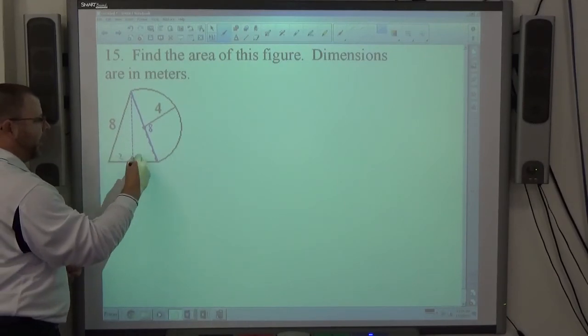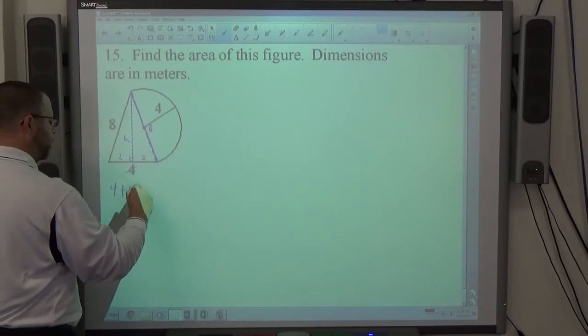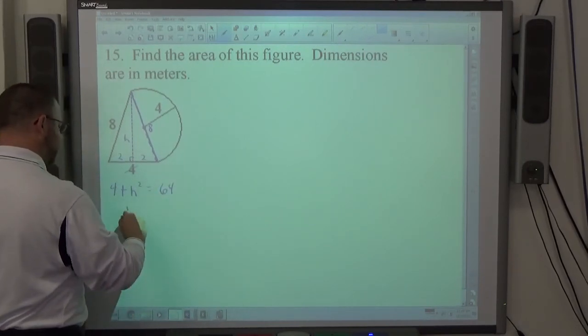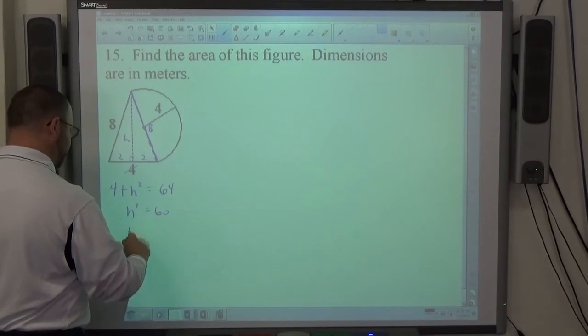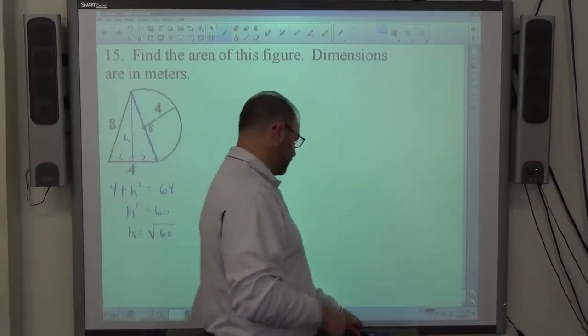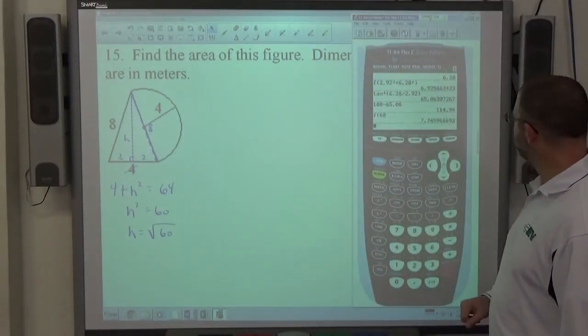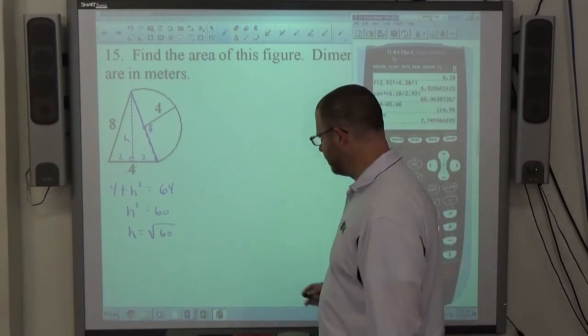So if I split that in half and do the Pythagorean theorem, 2 squared plus h squared is equal to 8 squared. H squared is equal to 60, so h is going to equal the square root of 60. And we can approximate that. Square root of 60 is 7.75.